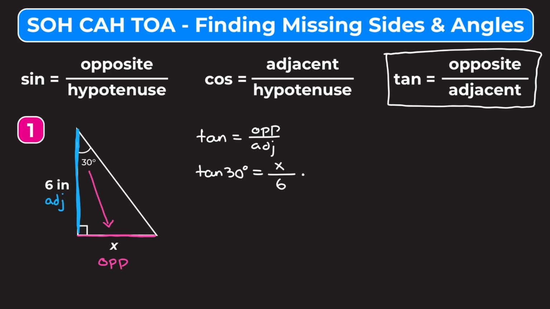So to get x by itself, we're going to multiply both sides of our equation by 6. On the left, we get 6 times the tangent of 30 degrees. And on the right, the 6's cancel out and go to 1, so we're left with x. So we get that x is equal to 6 times the tangent of 30 degrees.